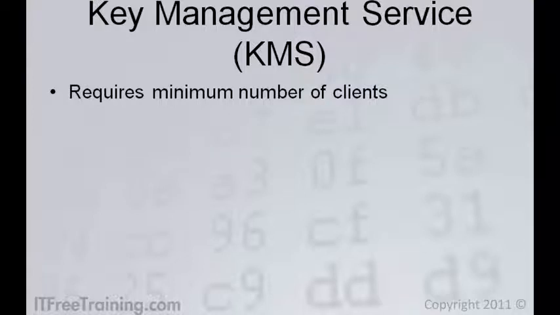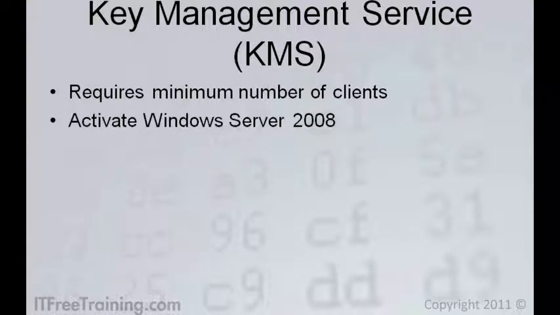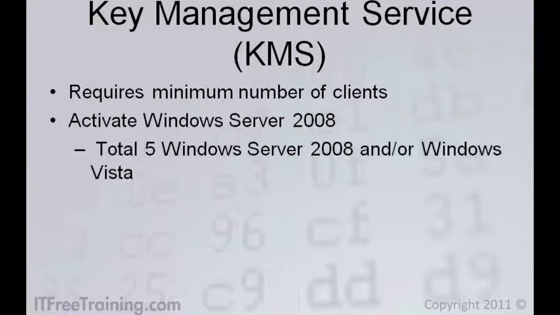If you do not have the minimum number of computers on your network, real computers, not virtual computers, KMS will not operate. Once the threshold has been reached, KMS will start performing activations. If you want your KMS solution to activate Windows Server 2008 installs, you will need a combined total of 5 Windows Server 2008 or Windows Vista computers. This means that once you have a total of 5 of any combination of Windows Server 2008 or Windows Vista computers, your KMS solution will start activating Windows Server 2008 installs.